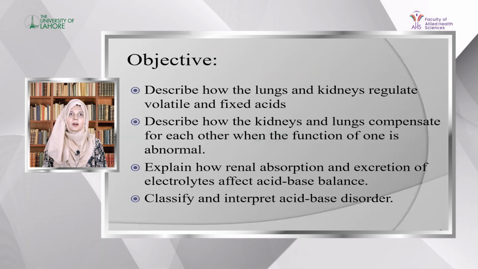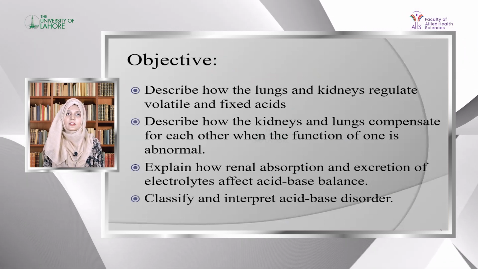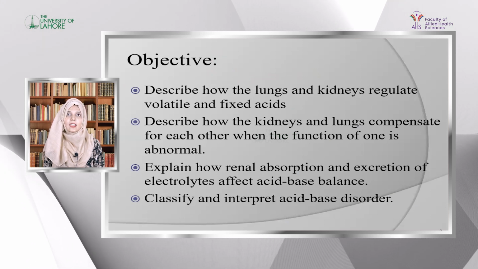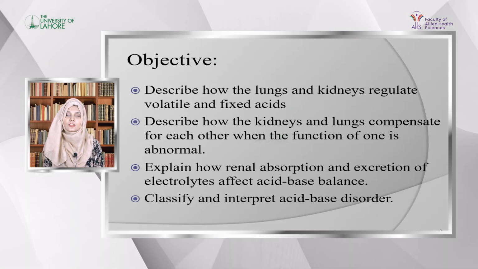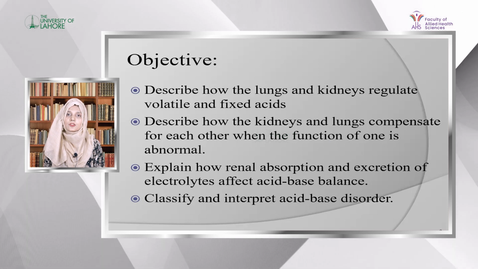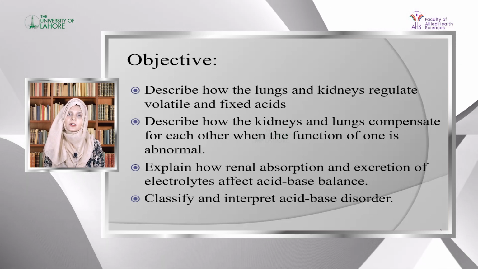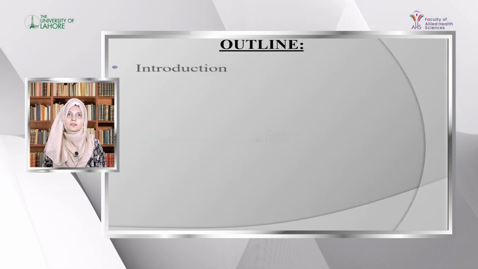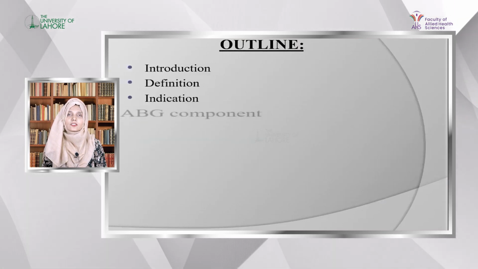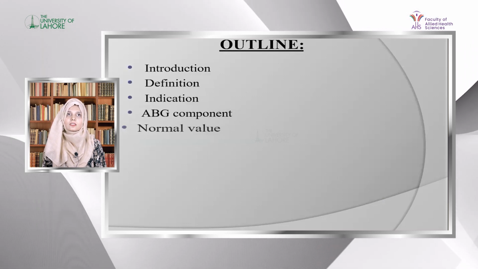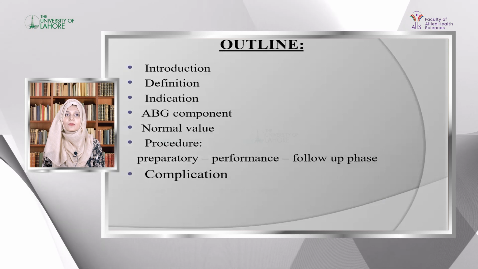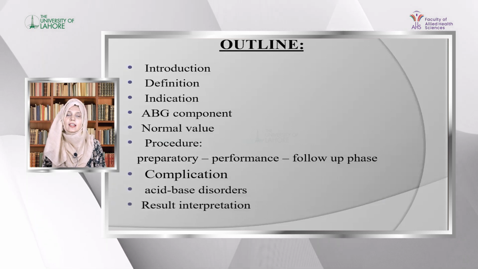Today we will discuss the objectives of ABGs: describe how the lungs and kidneys regulate volatile and fixed acids, describe how the kidneys and lungs compensate for each other, explain renal absorption, and classify and interpret ABG disorders. The outline of this lecture is introduction, definition, indications, ABG components, normal values, procedure, complications, acid-base disorders, and results and interpretation.